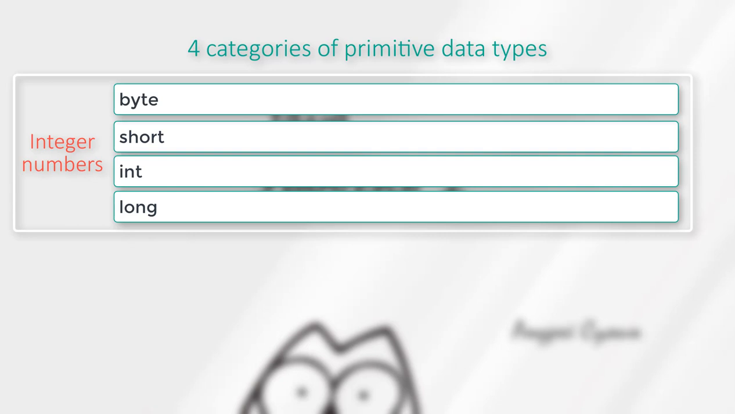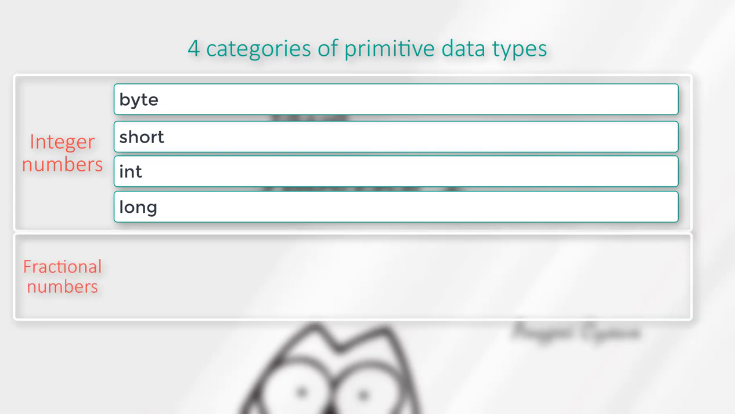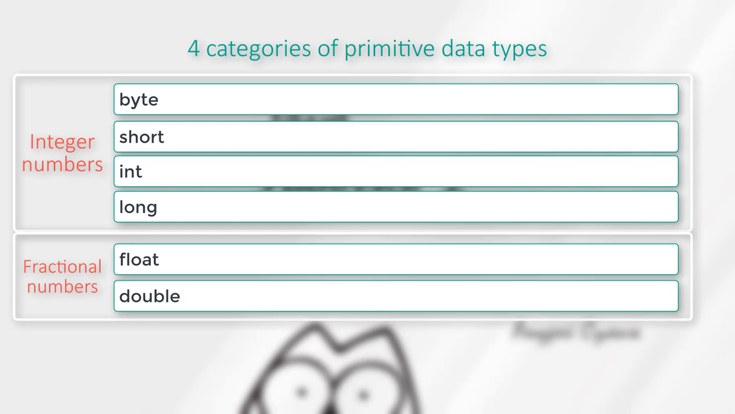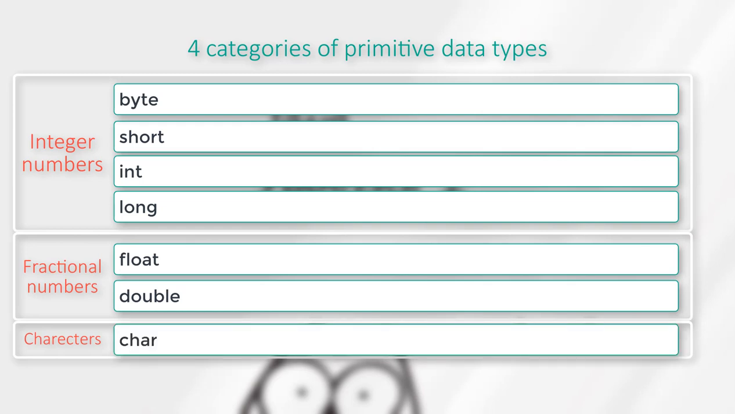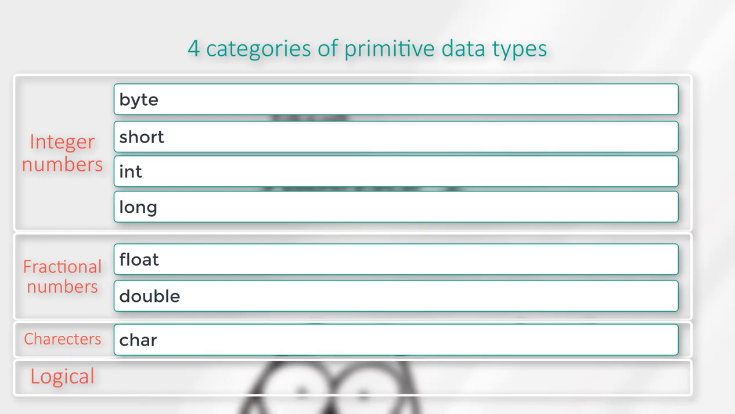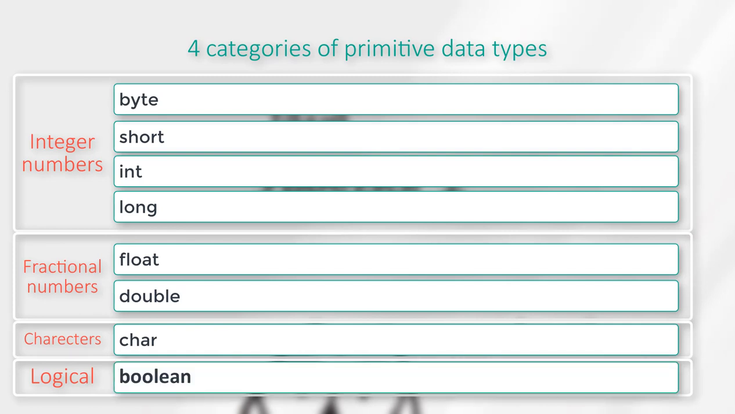The second category includes floating point numbers, that is, fractional numbers. They are float and double. The third category are the characters. The only data type that belongs to this category is char. It's used to work with characters, both letters and numbers. The fourth category is logical. Only one data type belongs to this category, boolean. It can store one of 2 possible values, true or false.